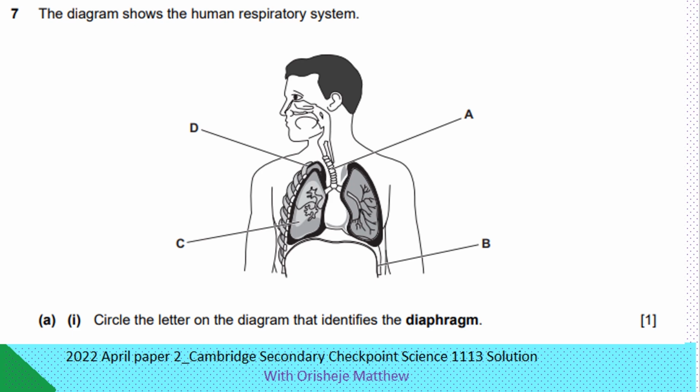Question 7. The diagram shows the human respiratory system. Circle the letter on the diagram that identifies the diaphragm. So let's label the parts: trachea, diaphragm, lungs, and rib. So diaphragm is B.